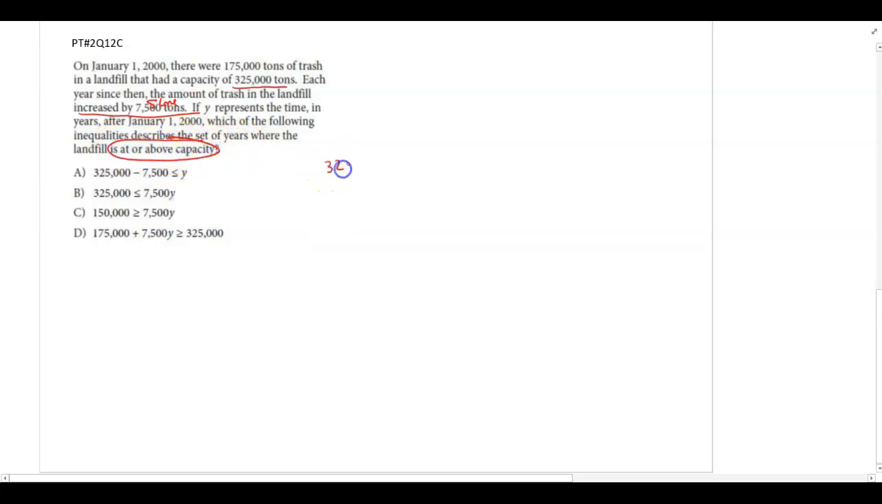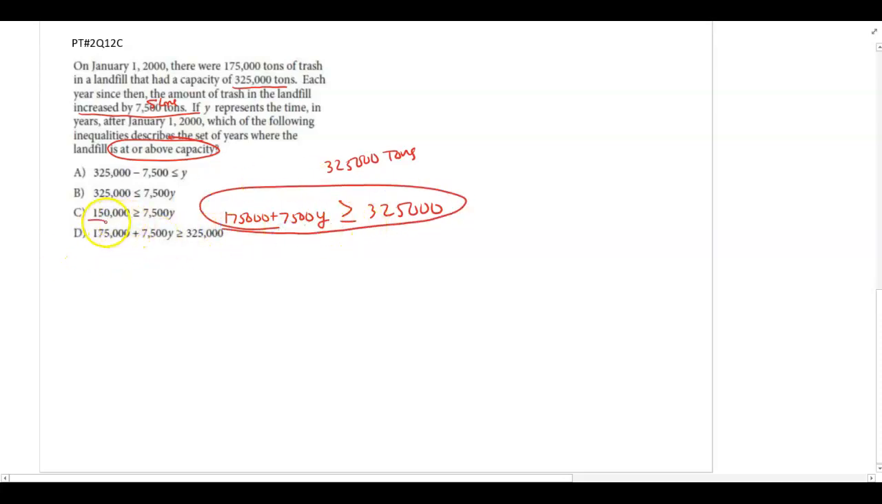Well, if capacity was 325,000 tons, we know at or above means we have to be greater than or equal to 325,000 tons. Well, we initially had 175,000 tons. We know it increased 7,500 tons since then. So if we take 7,500 and multiply it by the number of years, this would represent the number of years it was at or above capacity, which is letter D. Okay.